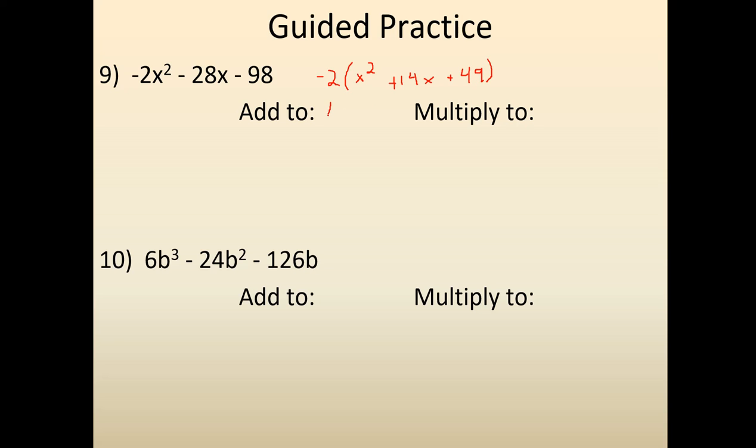So we're looking for numbers that add to 14, multiply to 49. The only numbers that go to here would be 1 and 7. 1 and 49, and then 7 and 7. This adds up to 50. This adds up to 14. So my factors will be negative 2, x plus 7 times x plus 7.